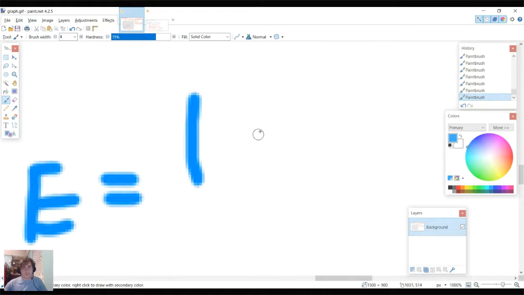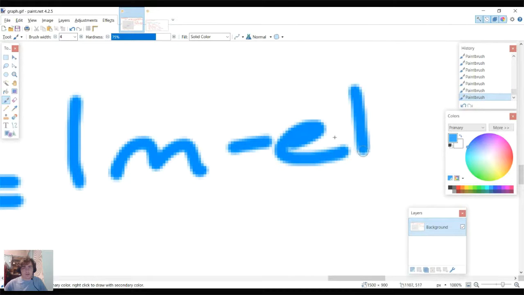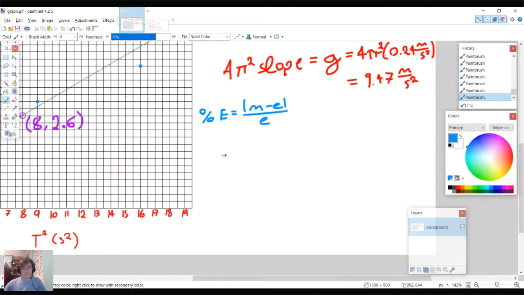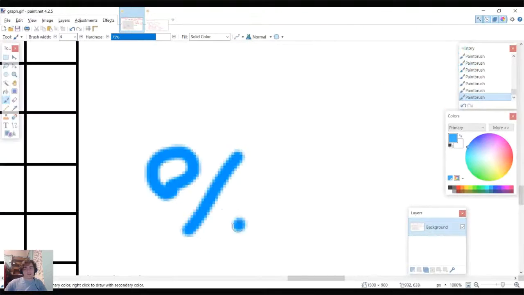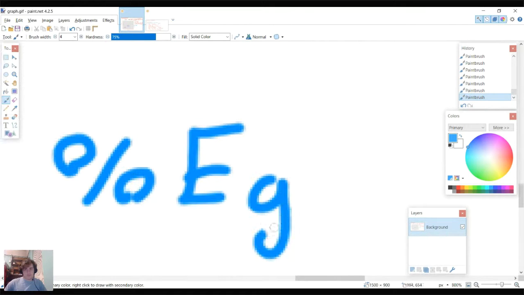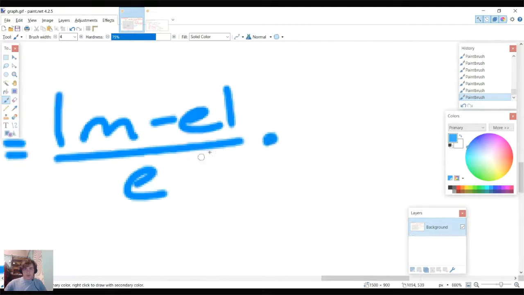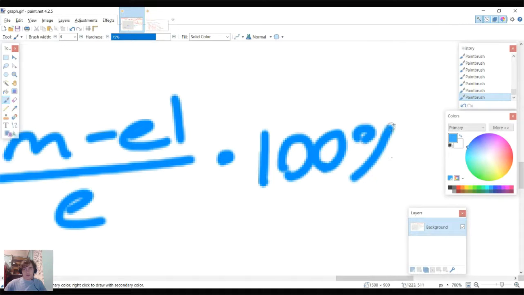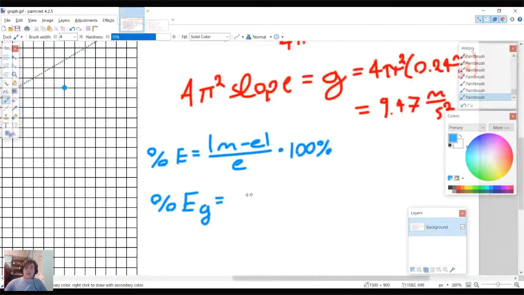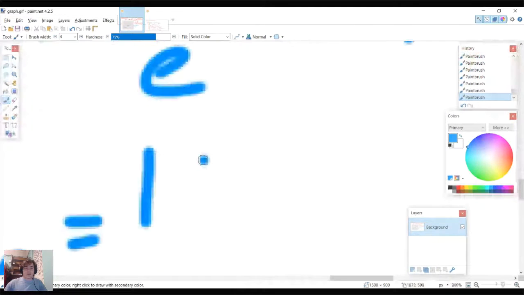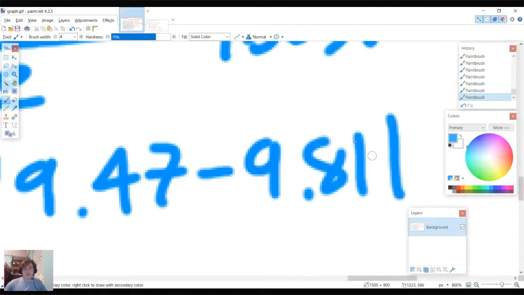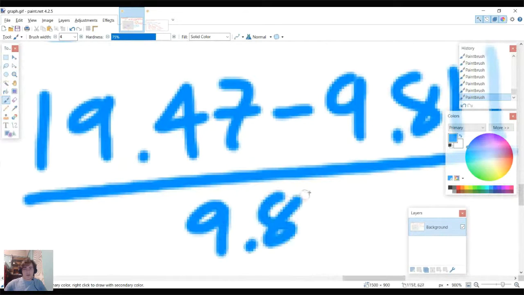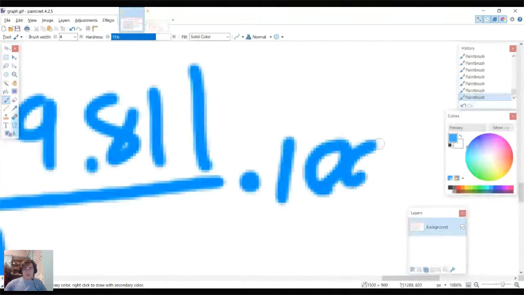It's equal to the absolute value of measured minus expected, divided by expected. There we go. We calculate the difference between those. So in our case, the percent error for g, and we multiply this by 100%, just so the percent error is in a percent, and 100% is 1, and you can multiply anything by 1. So we'll get, and we can actually ignore the units here, 9.47, that was our measured, minus 9.81, divided by 9.81, times 100%.